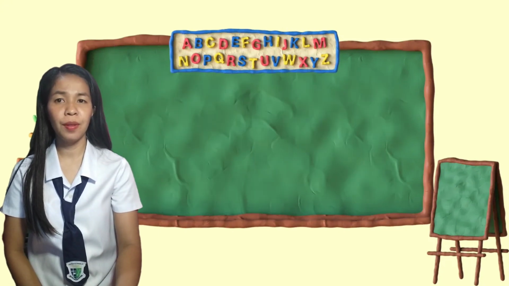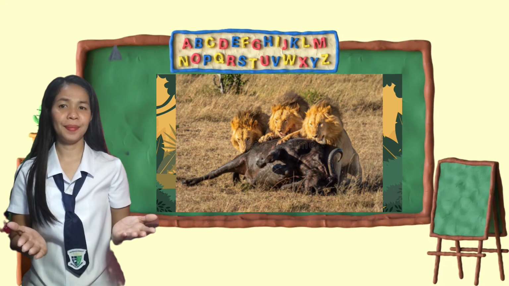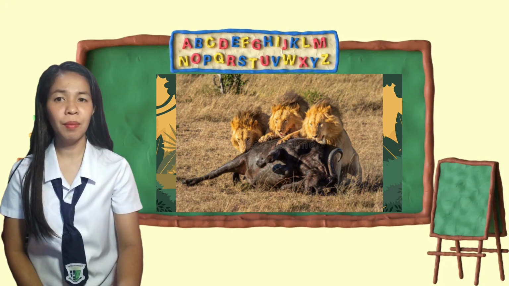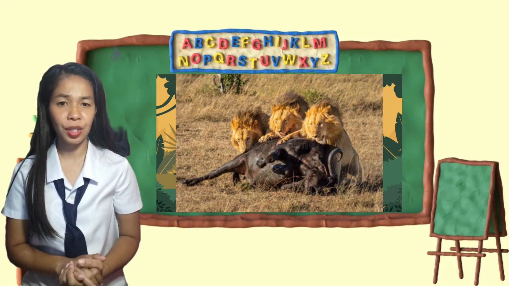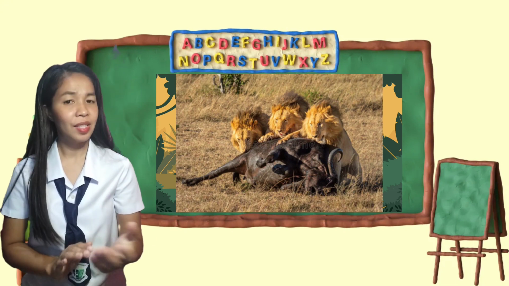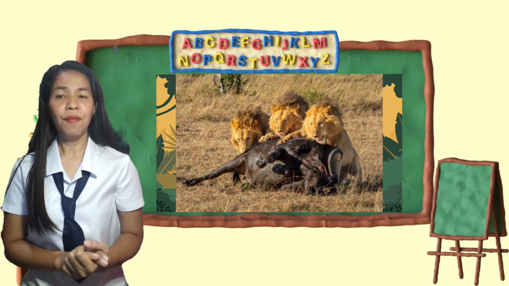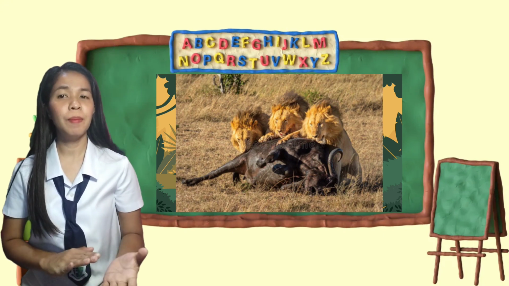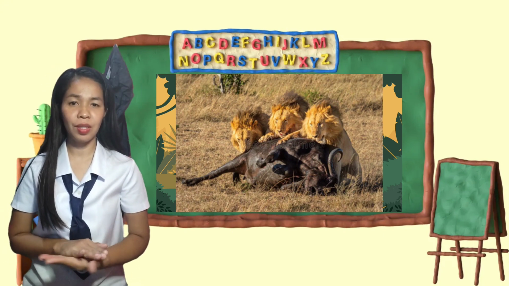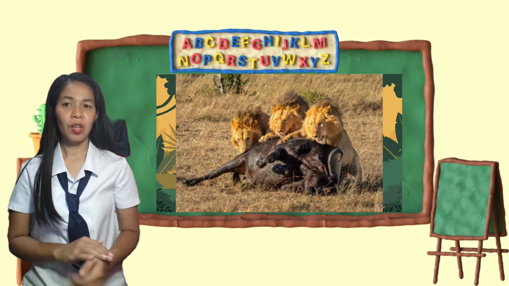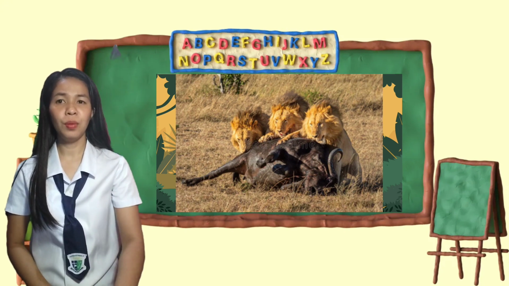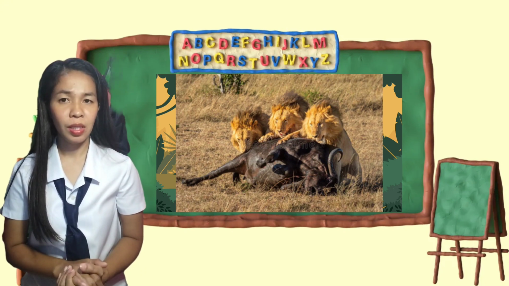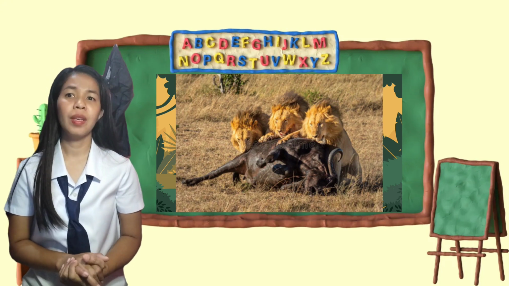Now, let's proceed to this picture. What animals are involved in this type of interaction? Let us hear Shanine. Very good. The lions and buffalo. Which is badly affected? Jules, what is your observation? Right. The buffalo, which is the prey, was badly affected.